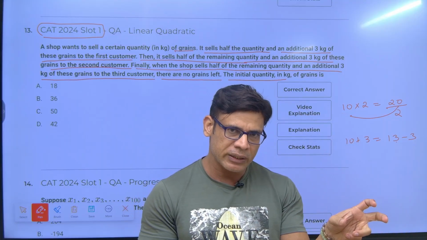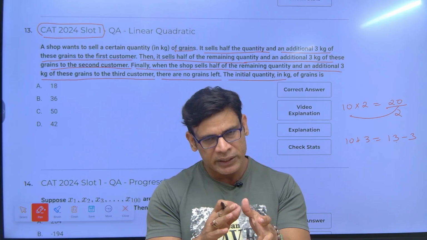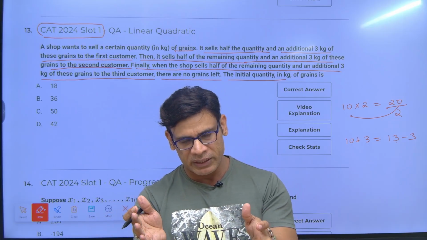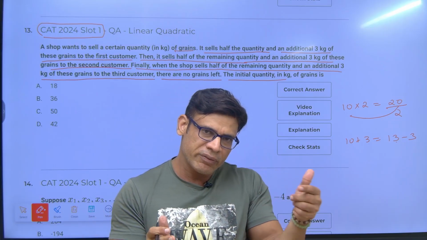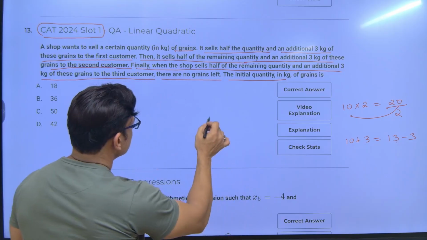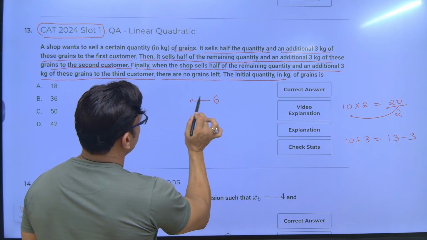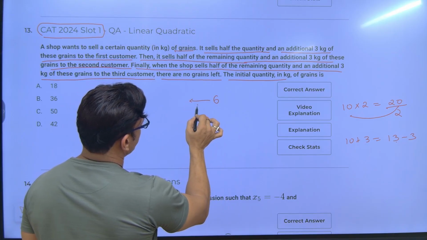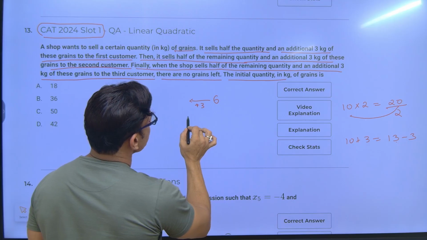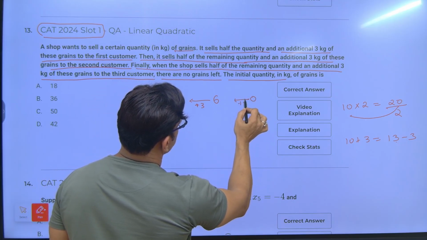He gave 3 to the last customer, he'll take 3 back. And then he also gave half of the remaining, right? So double it. So first you take back 3 and double that. So double of 3 is what? 6. Then he'll again go back to the second customer and ask him to give 3. Initially it was 0. He'll take first 3 and then double it.